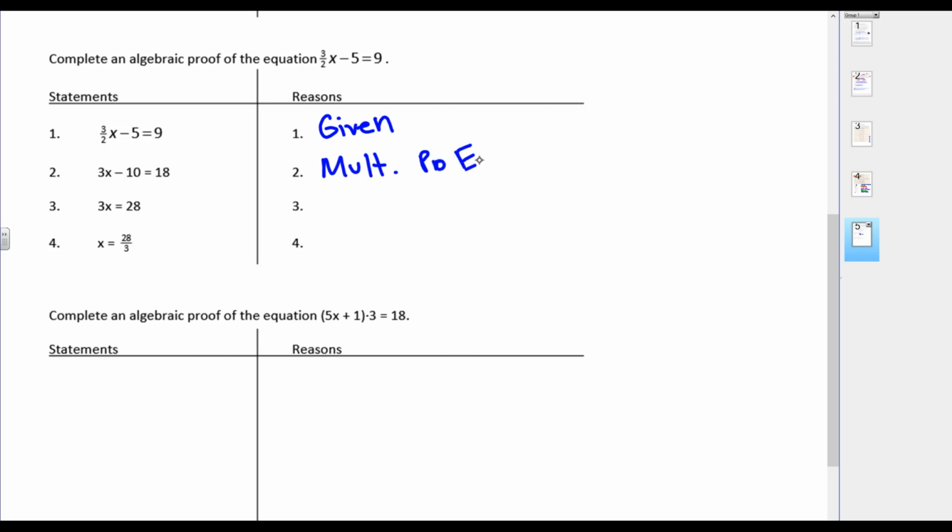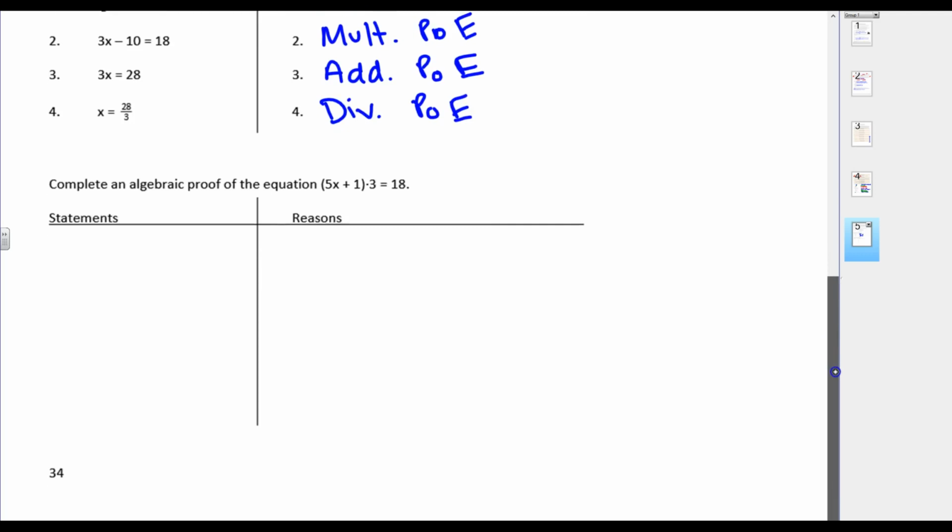So you can shorten words. I'm okay with you shortening every single word except do not shorten subtraction and substitution, because subtraction and substitution are almost the same word when you're shortening them. So we're just not going to play that game. You're not going to shorten subtraction or substitution. All right, then to go from step 2 to step 3, I added 10 to the other side. So that's the addition property of equality. And to go from step 3 to step 4, we divided, so that's my division property of equality.